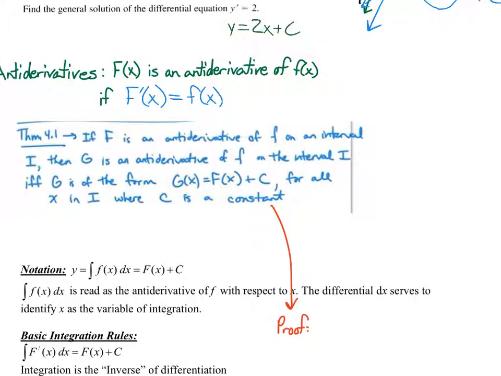So, the integral of a function, integral of f of x dx, equals the antiderivative plus any value of c. That's what this is saying. We would read this as the integral of f of x dx is the antiderivative of f with respect to x. That's what that dx stands for. It's just like when we were doing dy dx for derivatives, the dx on the bottom told us what we were differentiating with respect to. The dx here tells us what we're going to integrate with respect to. The differential dx serves to identify x as the variable of integration.